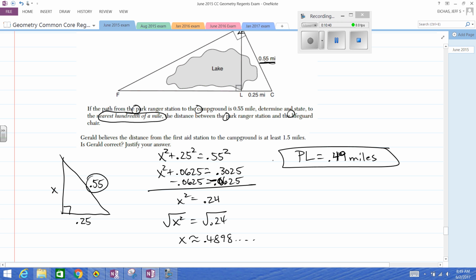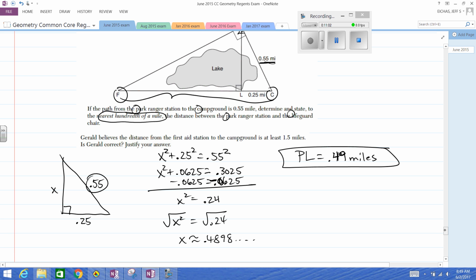Now, that's the first part. It's a 4-point question, so there should be more. Gerald believes the distance from the first aid station to the campground, that's F to C, is at least 1.5 miles. Okay, so is he correct? Let's figure out how far it is.